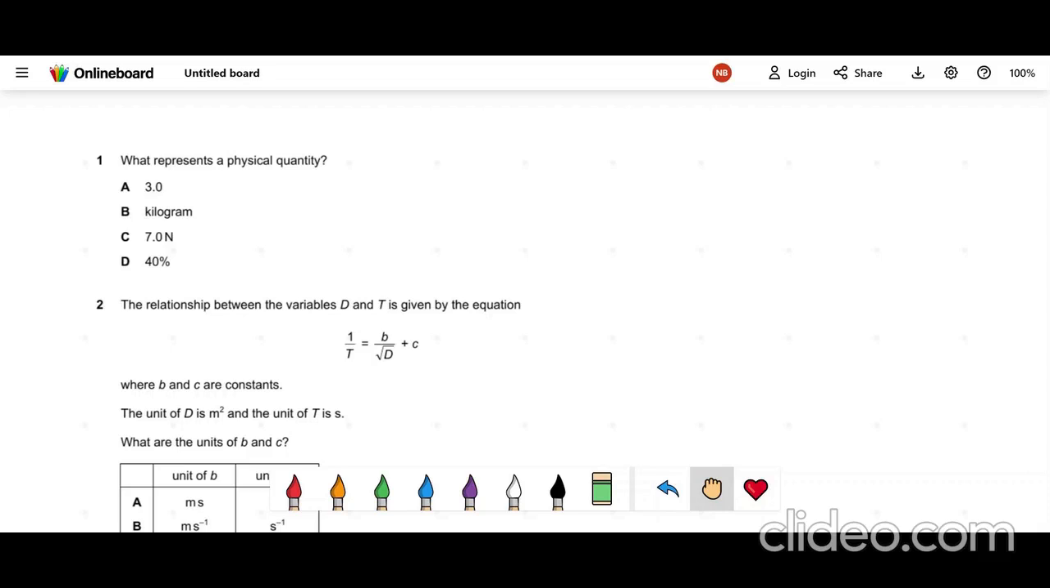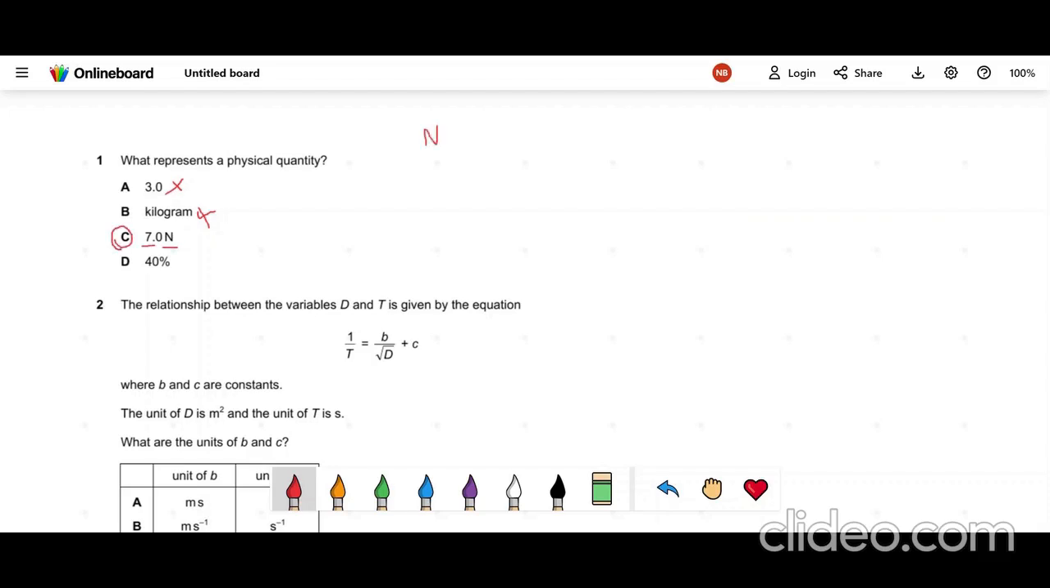What represents a physical quantity? A physical quantity is nothing but the value as well as the unit. Here only the value is given, that is why we would not select this as an answer. Here the unit is given, so here also there is no value, that is why it is not the right answer. And then C is the right answer because it has the value as well as the unit, so C will be the right answer.